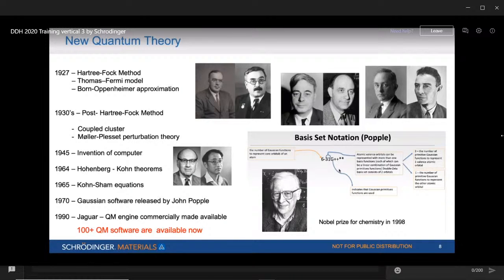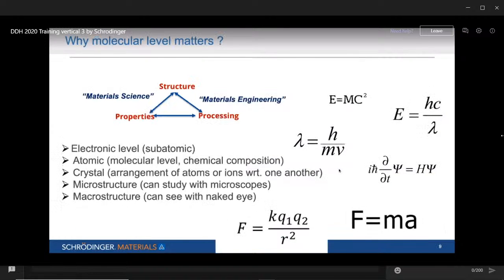Now, in the practical applications, how this quantum mechanical theory can be used for understanding real-life problems, as well as in the drug discovery context, how it can be used. That's what we are going to discuss. Okay. Before we go there, why do we need to care about quantum mechanics?